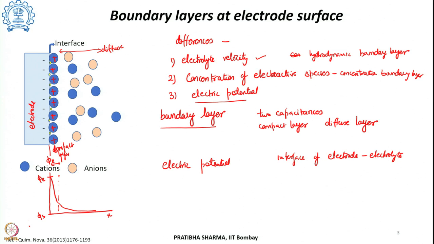Now, for the concentration boundary layer, the driving force is diffusion, while for the electric potential difference that occurs at the interface, the charge separation is the driving force. However, when the electrolyte velocity is different, giving rise to a hydrodynamic boundary layer, the driving force is convection in the process.